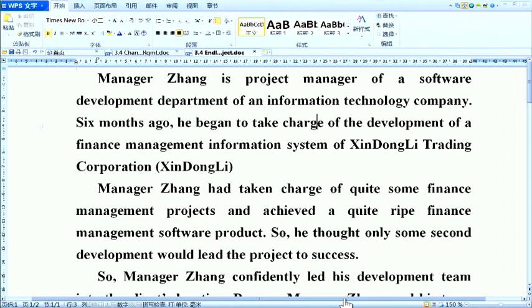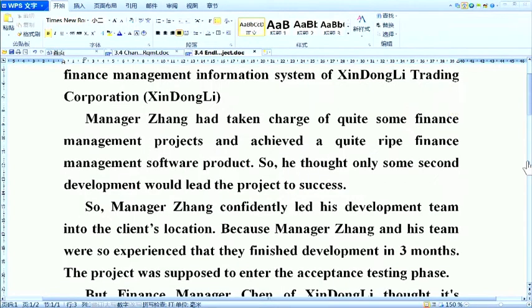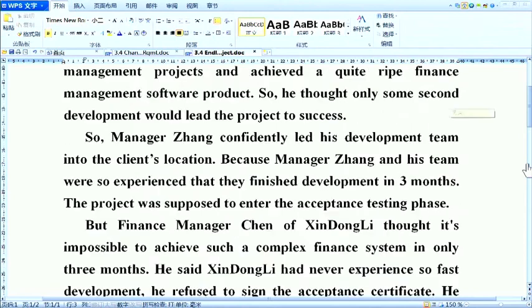So let's see one more case. Manager Zhang is a project manager of a software development department of an information technology company. 6 months ago, he began to take charge of the development of a finance management information system of Xindongli Training Corporation. Manager Zhang has taken charge of quite some finance management projects and achieved a quite ripe finance management software product. So he thought only some second development would lead the project to success.